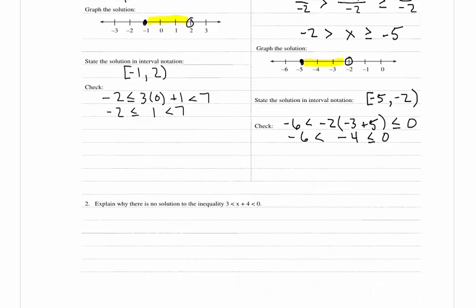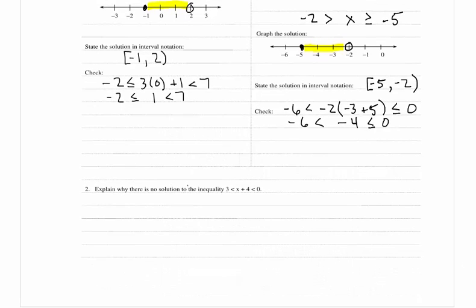In 2, it says, explain why there is no solution to the inequality 3 is less than x plus 4 is less than 0. And there's no solution because 3 is not less than 0. So there's no way for x plus 4 to be in the middle. And that's our video on solving linear inequalities in one variable, part 2.